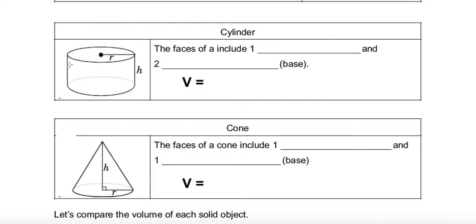If I was to unfold this, I would get a rectangle. So if you think of a soup label, it's a rectangle. And we have two circles, one on the top and one on the bottom.